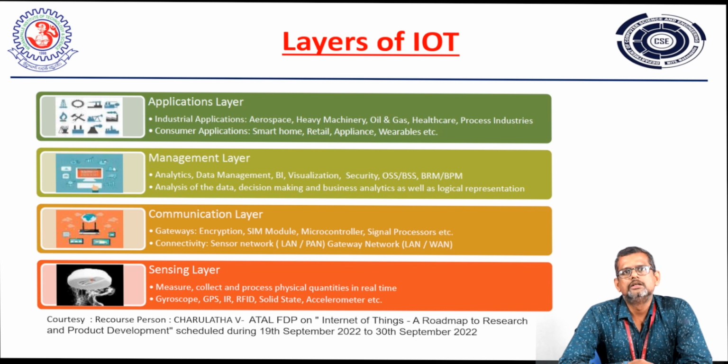Second layer, communication layer. Communication layer here is all about the data which I collected or processed. It has to be moved to the cloud. So from sensing to cloud, we have to move the data. The communication layer takes care of moving the data from the sensing layer, that means from your home to the internet. I want to move my data towards a network. So here comes the communication layer.